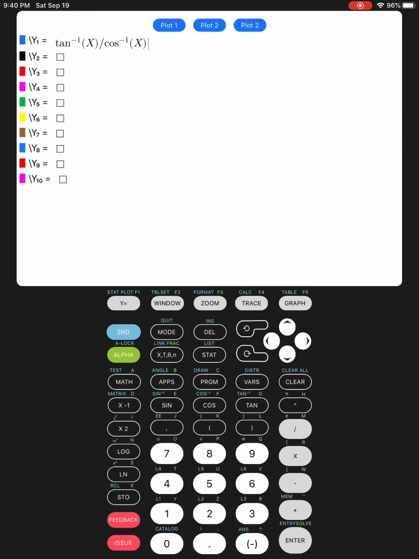So the way we would do that is we would go to our calculator. Whoops, I left it on the wrong thing. We'd go to y equals here, right? This one on the far left that lets us plug in our function. So it's tangent inverse of x divided by cosine inverse of x, right? That's the function that we're taking the limit of.